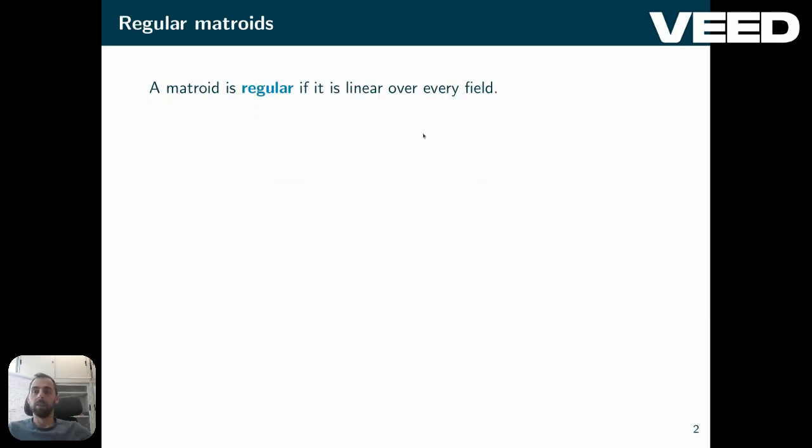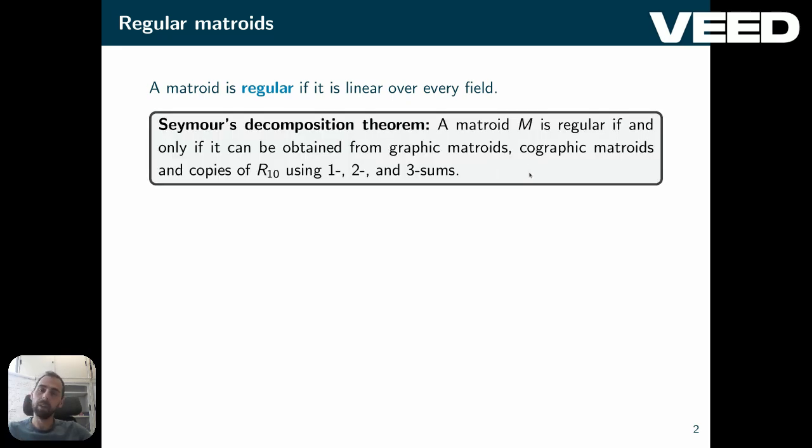But in this talk, we will concentrate on regular matroids. So what's the definition of a regular matroid? A matroid is called regular if it is linear over any field. That is, if it can be represented as a set of vectors over any field. And the nice thing about regular matroids is that we have a very good understanding of their structure due to a result by Seymour, namely the following. Seymour's decomposition theorem states that every regular matroid can be obtained using only three types of building blocks, namely graphic matroids, cographic matroids, and a fixed matroid, which is called R10. I will show you the definition soon, using certain matroid operations that are called 1, 2, and 3 sums.